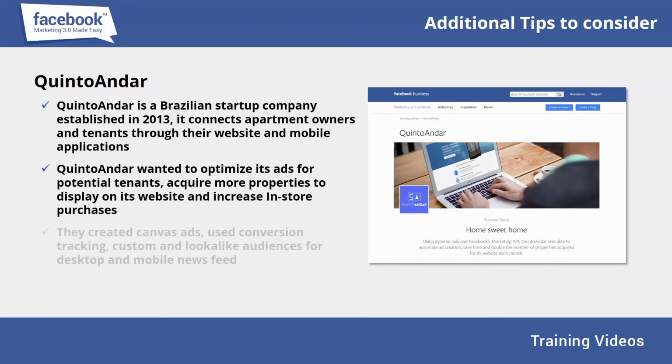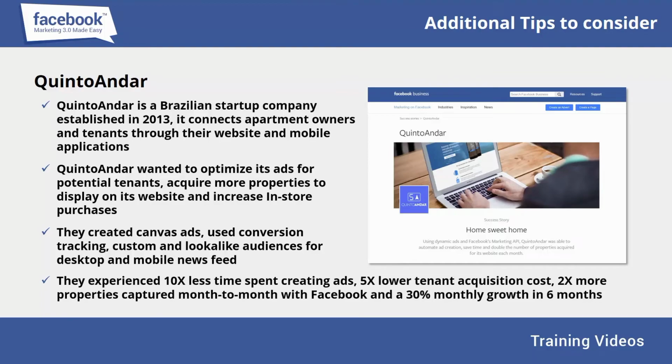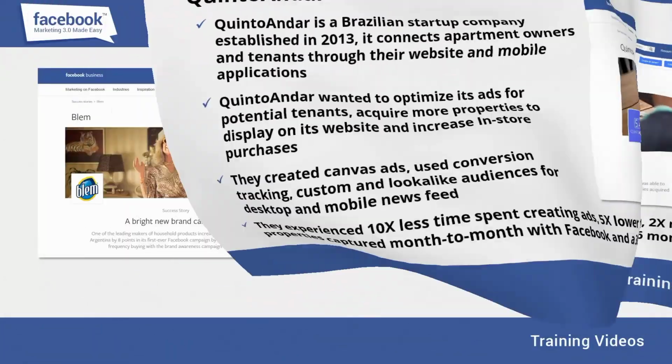in-store purchases. They created Canvas ads, used conversion tracking, custom and lookalike audiences for desktop and mobile newsfeed. They experienced 10 times less time spent creating ads, 5 times lower tenant acquisition cost, 2 times more properties captured month to month with Facebook, and a 30% monthly growth in 6 months.